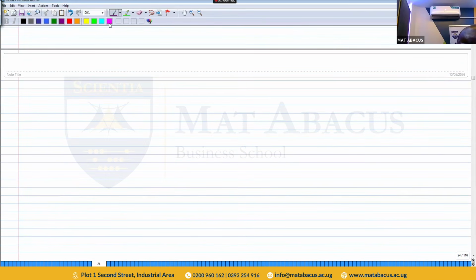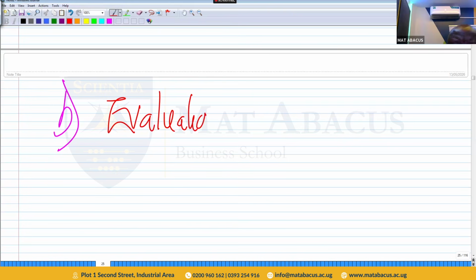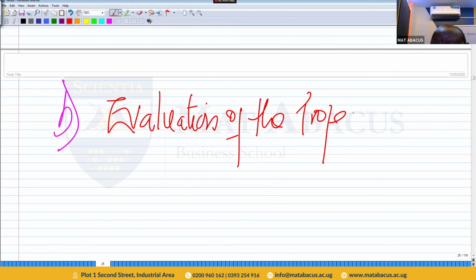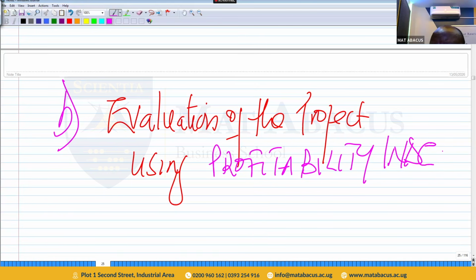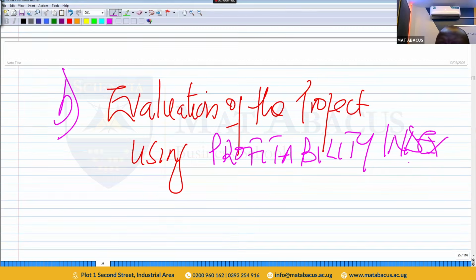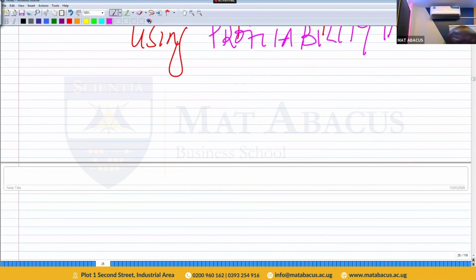So part B, we are looking at evaluation of the project using profitability index. And we need to identify relevant cash flows. But our working number one, according to that, we're going to look for the initial cost, or known as outlay.